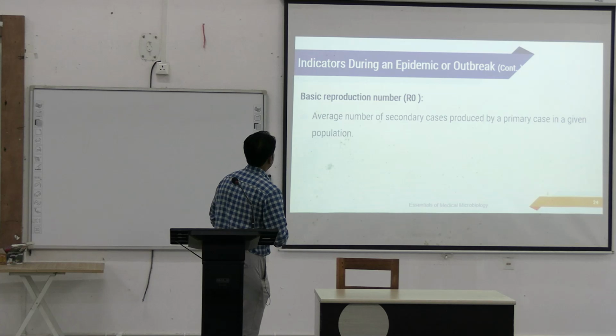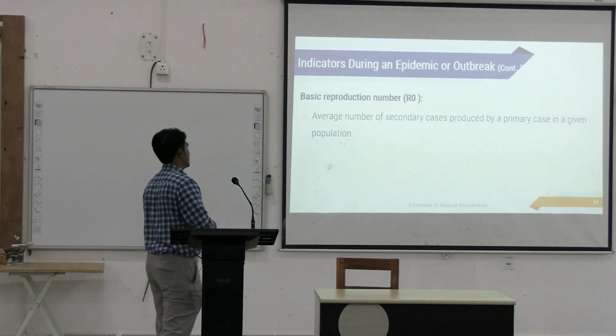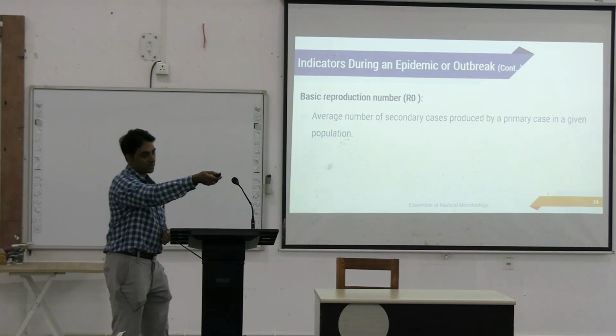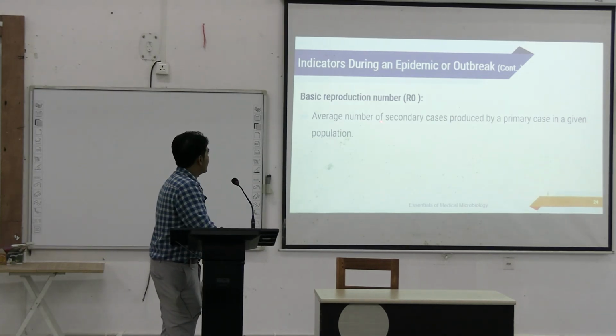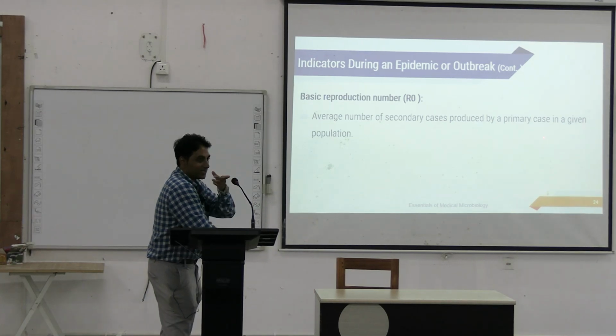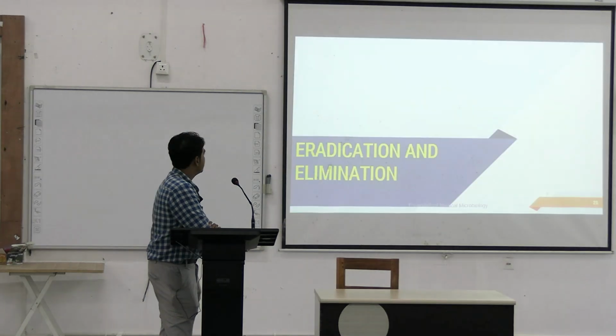Basic reproduction number, average number of secondary cases produced by a primary case in a given population. ধর ওর থেকে তোদের দুজনের হলো, তাহলে ওর বেসিক রিপ্রোডাকশন রেট হয়ে যাচ্ছে 2। তোর থেকে প্রাইমারি কেস 2, তোর থেকে দুজনের হলো, মানে তোর বেসিক রিপ্রোডাকশন নাম্বার হচ্ছে 2.